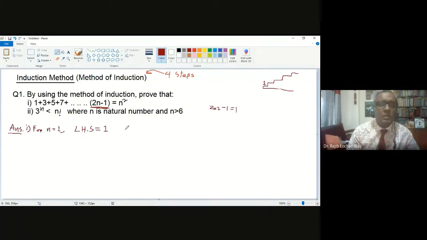And what about the right side? If n equals 1, then the right hand side will be 1 square, because it is n square. So 1 square is again 1. So what we see is, if n equals 1, left side and right side are equal. So you can say, as the left hand side and right hand side are equal, the relationship given is correct.